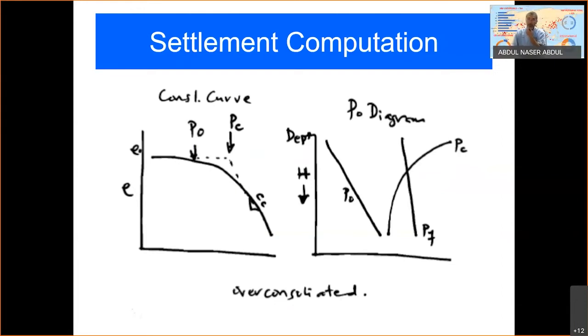In case of over consolidated, you need to find where the pressure is. You need to read the pressure from the chart. Where is the pressure, right? From the P naught diagram. What is your final pressure? What is the existing pressure and what is the final pressure? And this curve here you can see is the previous maximum pressure. This one is from the report, right? Previous maximum pressure. This is again in case you have an SI report.